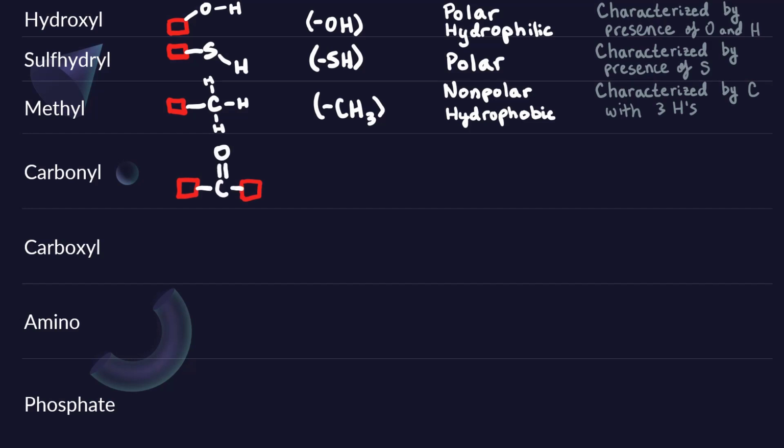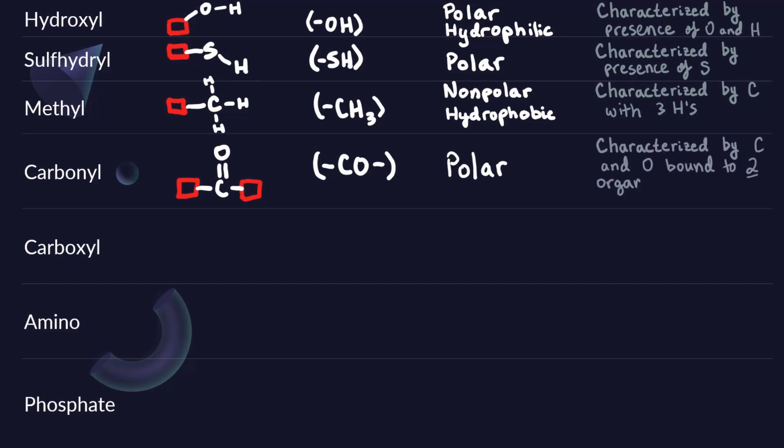Carbonyls look something like this. Carbon bound to an oxygen, double bound to the oxygen. And the key is that it's in the middle, like so. So we have our carbon-oxygen in the middle, surrounded by things. Properties include it being polar, and it's characterized by carbon and oxygen bound to 2 organic or carbon-based side groups. Something else that I want to point out here too is that this double bond here actually increases the polarity of this molecule. Next, we have carboxyl groups.